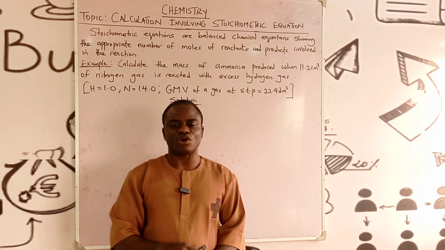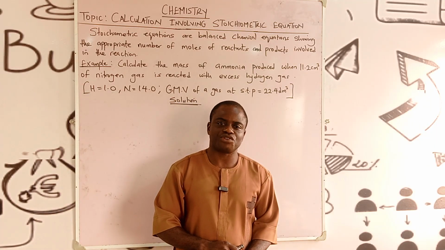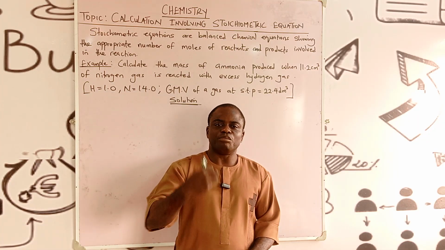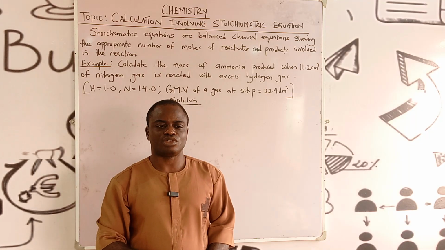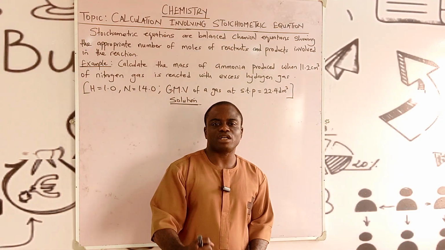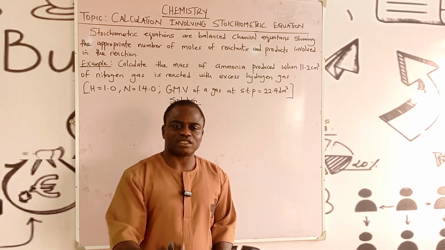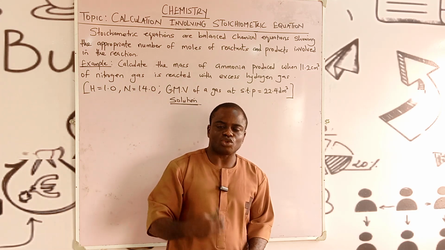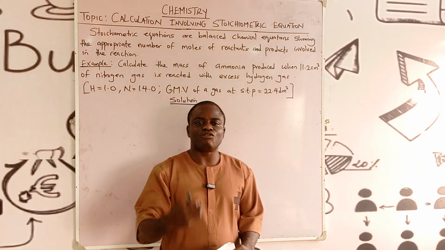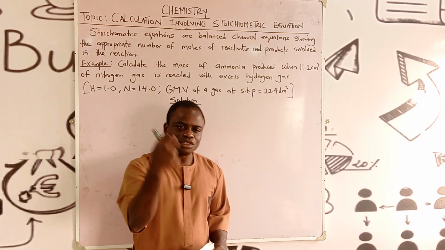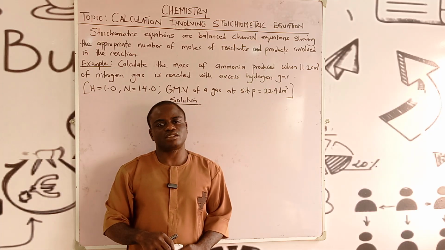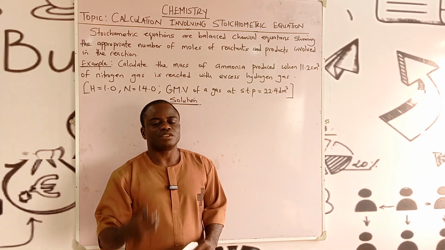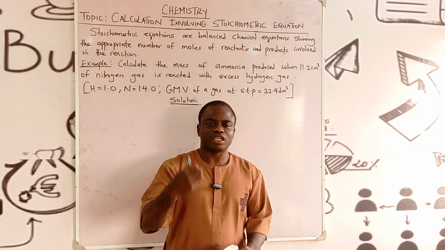Today we'll be discussing calculations involving stoichiometric equations. Stoichiometric equations are balanced chemical equations showing the appropriate numbers of moles of the reactants and products involved in the reaction. It's also possible to calculate the mass or volume of the gaseous reactants or gaseous products involved in the reaction from the balanced equation.